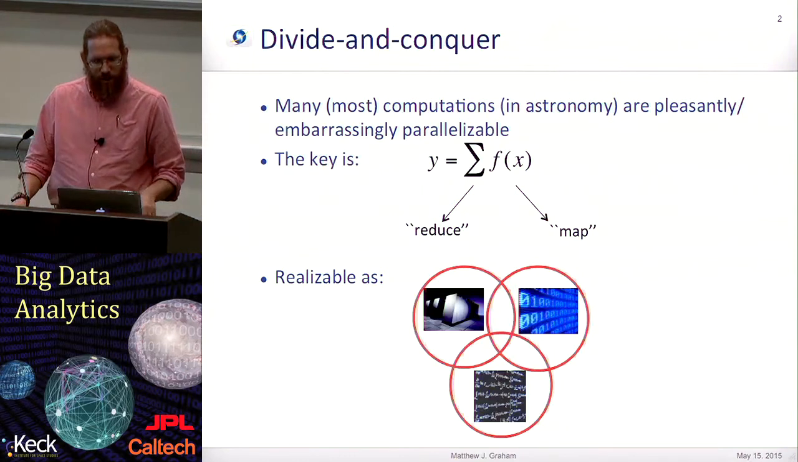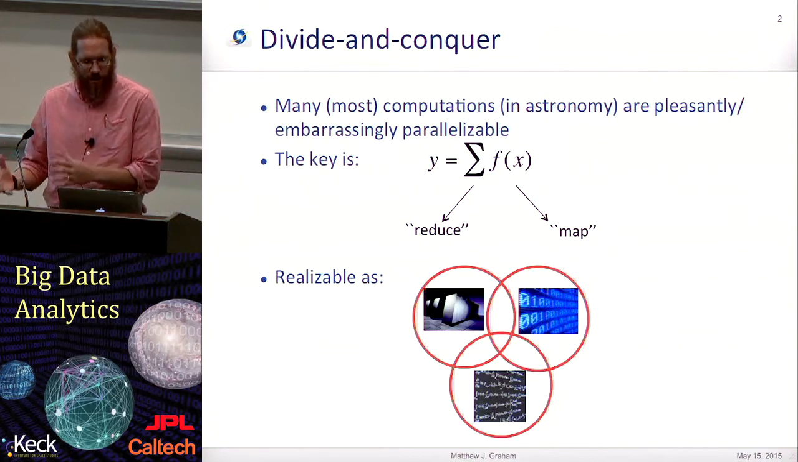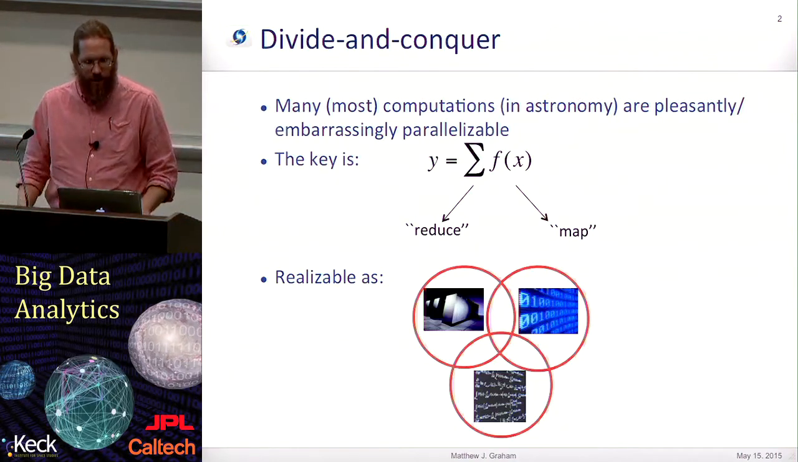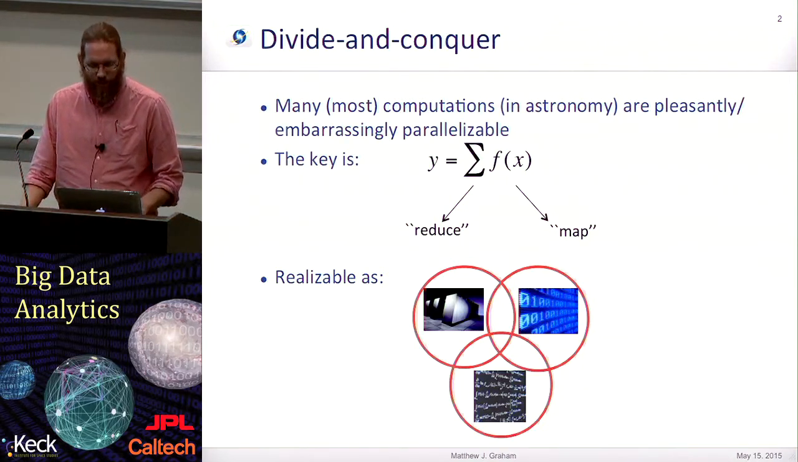And this is realizable as the intersection of the computing resources plus the code plus the algorithm. But the basic idea is that you have your task y, which is the sum of the same function that you want to do over many, and this is commonly referred to as the MapReduce type problem. We'll consider that a bit more in a minute.